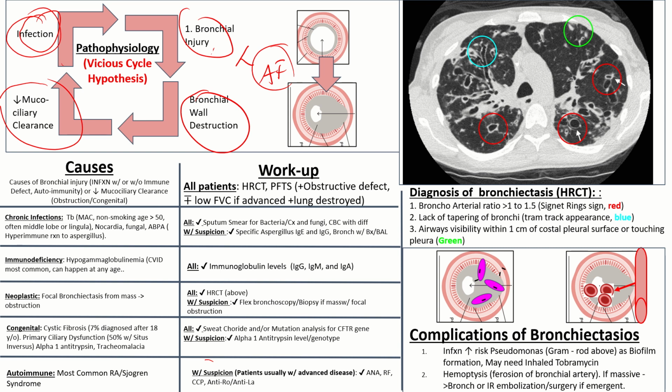Diagnosis of bronchiectasis is shown here on our high-res CT. I'd always get high-res CT, not just the regular CT, to see a really good outline of your bronchioles and bronchi to make the diagnosis, and then complications. Think about that chronic infection risk, and these patients can get hemoptysis, which can sometimes be massive and deadly.